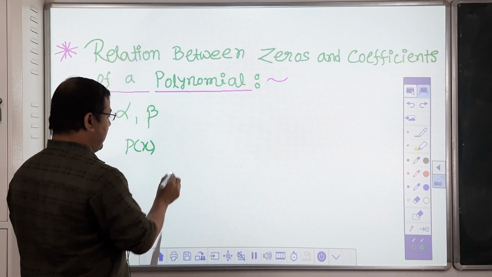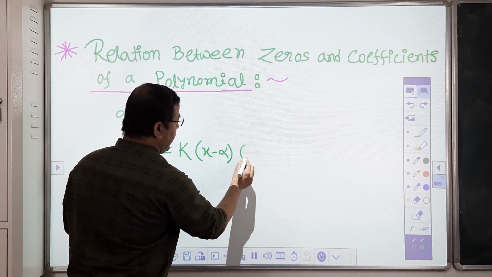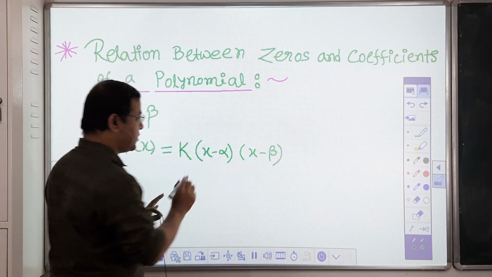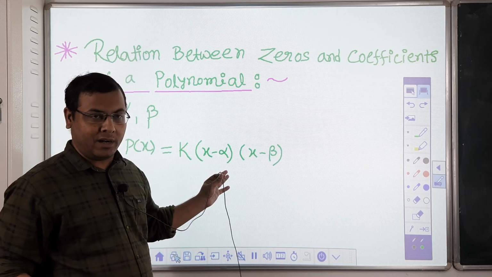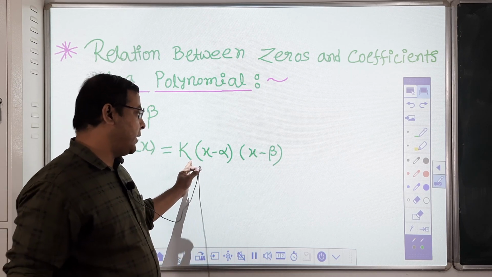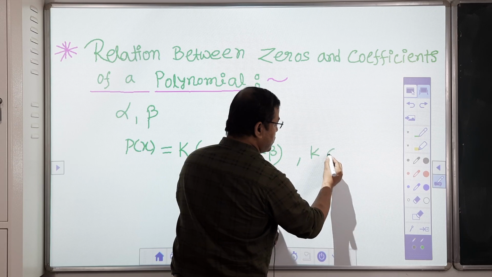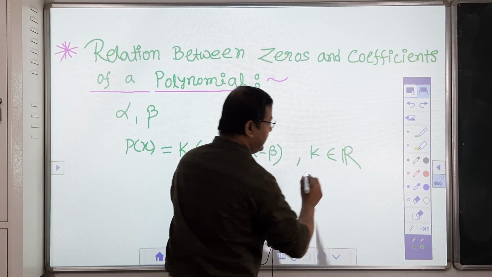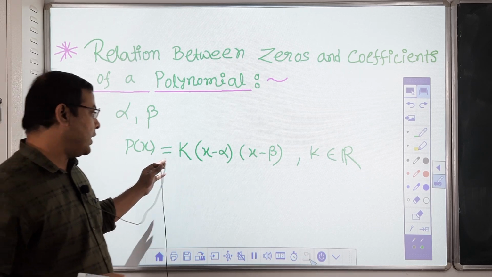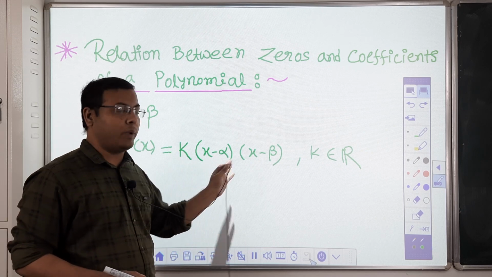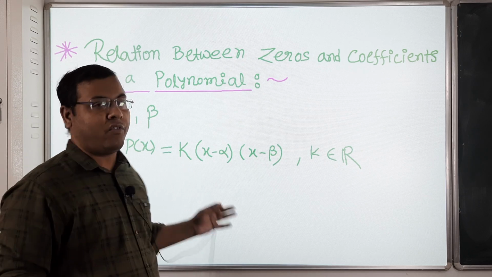Any quadratic polynomial of the form k into x minus alpha into x minus beta satisfies the given criteria. Obviously, the degree of the polynomial is 2, so this is a quadratic polynomial where k belongs to the set of real numbers. That means k is any real number. The polynomial of the form k into x minus alpha into x minus beta is a quadratic polynomial whose two zeros are alpha and beta.